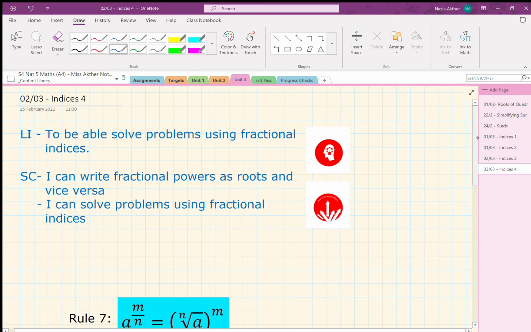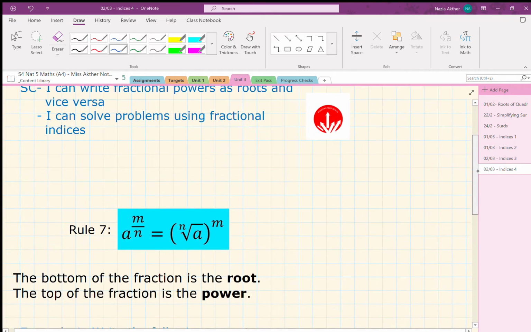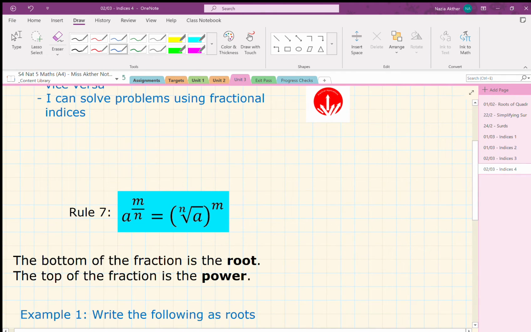So the rule that we need in order to do this is rule number 7, which is in your course notes. So that's when we have a to the power of m over n. So m over n is our fraction. We can write that as a root, which is the nth root of a, and we take that to a power of m. Okay, so the bottom of the fraction, the n, is the root. Okay, the top of the fraction will always be the power. Okay, so let's have a look at some examples.